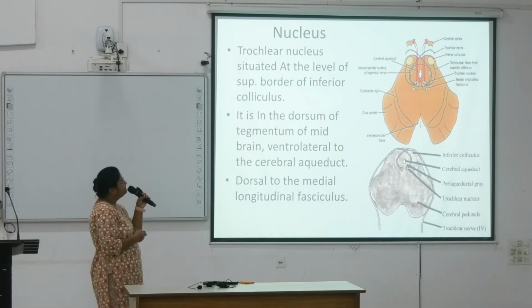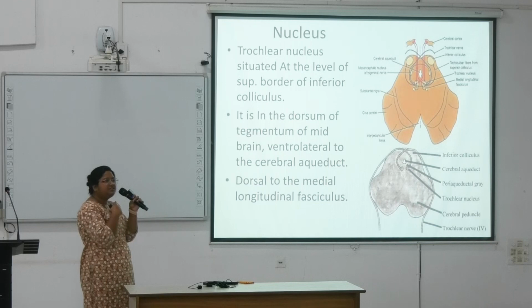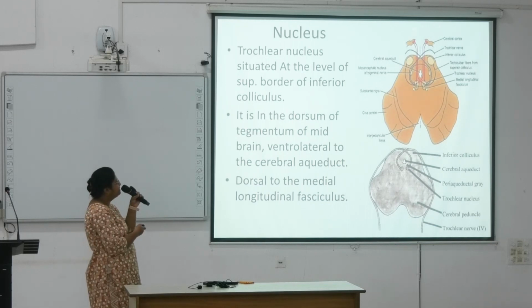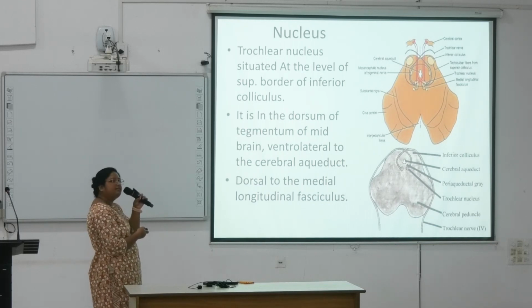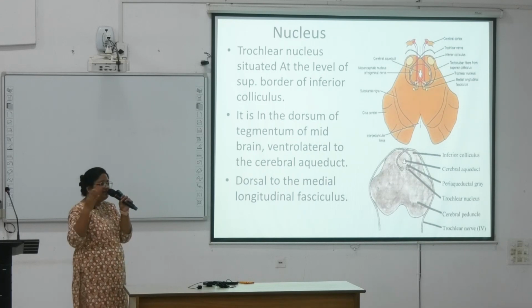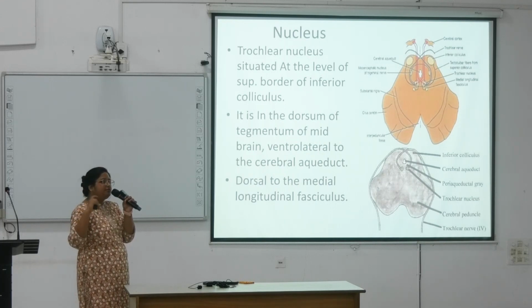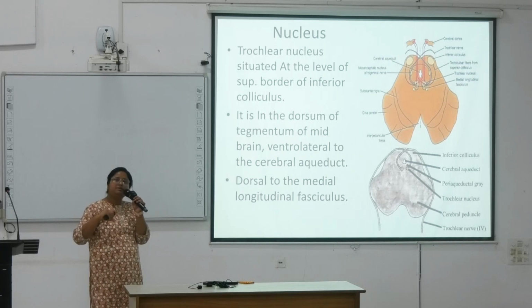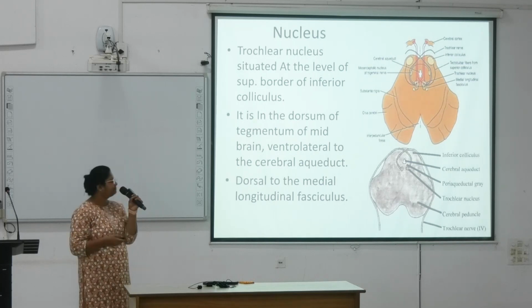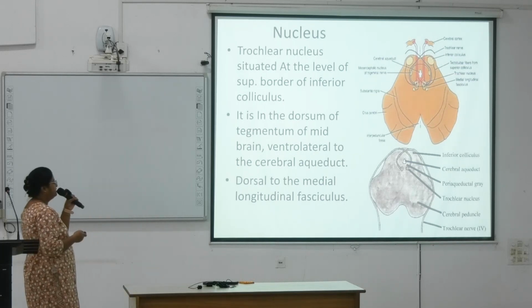Here in this section, at the level of inferior colliculi, you will see the trochlear nucleus, just like the position of oculomotor, ventral to this periaqueductal gray here. You have seen in sagittal section, trochlear nucleus is lying just below the oculomotor nuclei. So this is a section below.